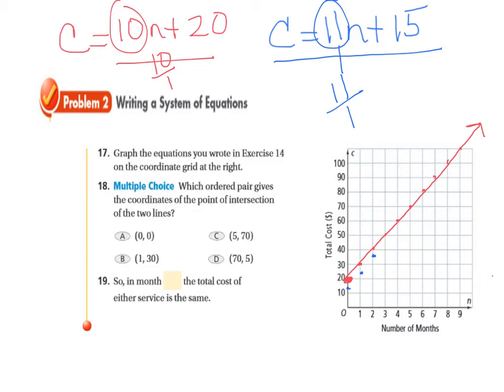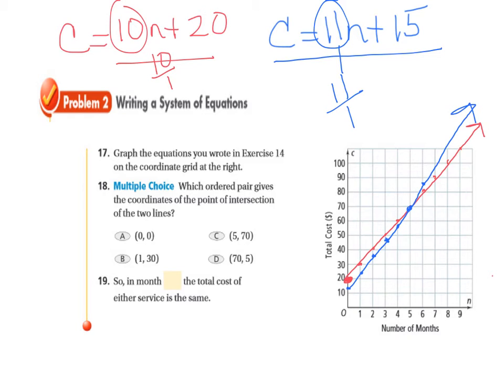Then I'm going to go up about 11 more, up to about 48, sorry, and over 1. Then I'm going to go up to about 59 and over 1. And then I'm going to go up to 70, and over 1. And this is what this graph should look like.